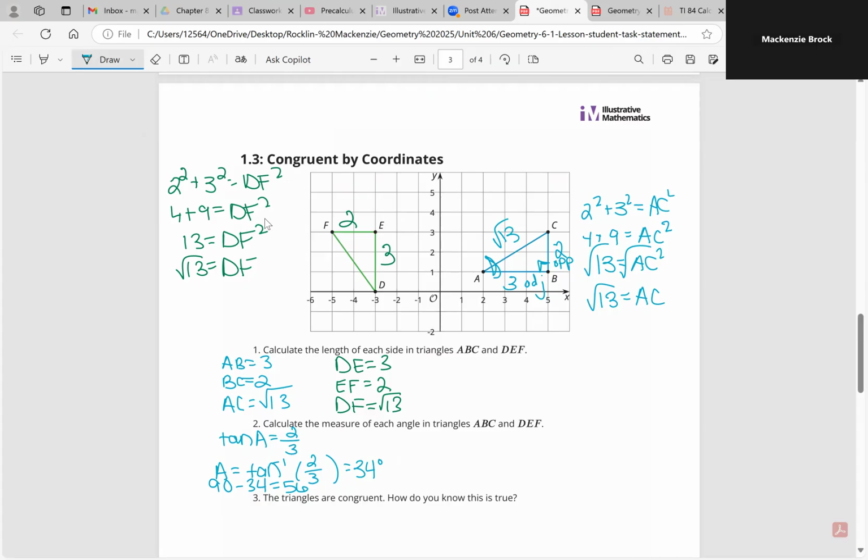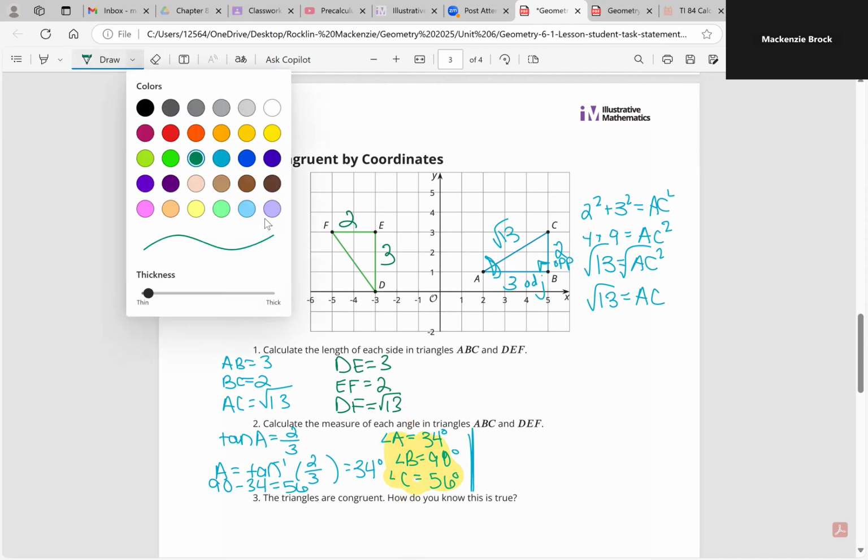So angle A is 34 degrees. Angle B is 90 degrees. And angle C is, what did I say, 56 degrees. That is the first triangle. Second triangle.